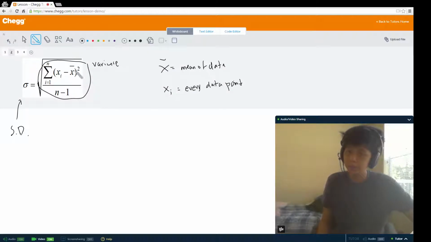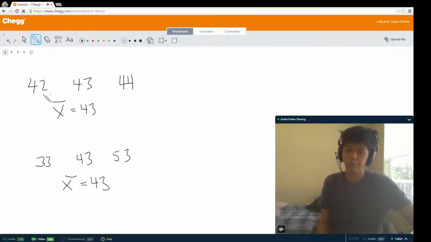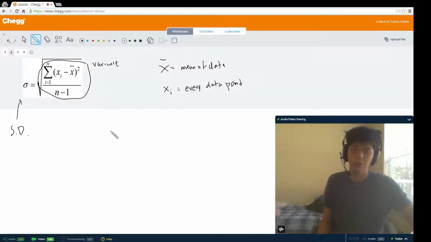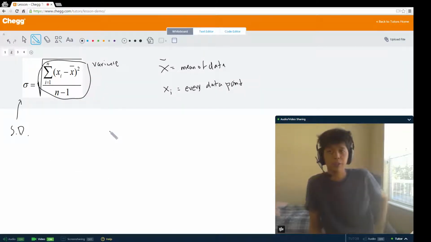So all this means is that we're going to perform this operation where we take whatever data point we're looking at, subtract the mean from it, and then we square the difference, and then we take all these squared differences and add them together. This is what the sigma means. So we go through each data point, we go to 42, subtract 43, so negative 1, we square that, we get 1, and we do that for the other 2 data points, and then at the end we add all those squared values together.